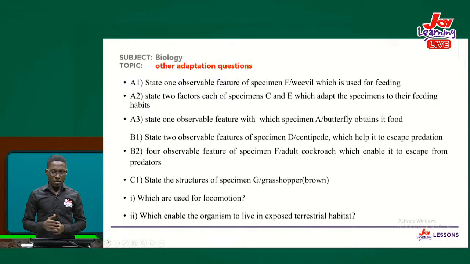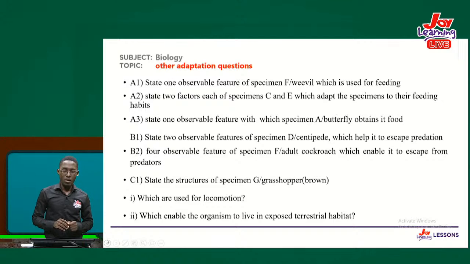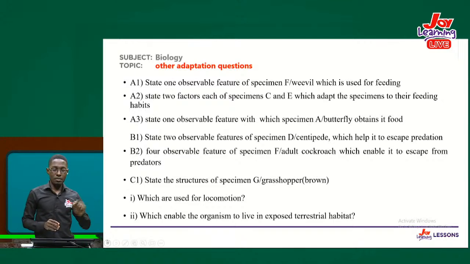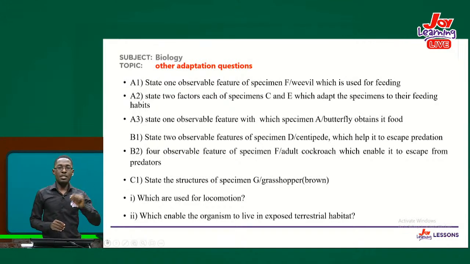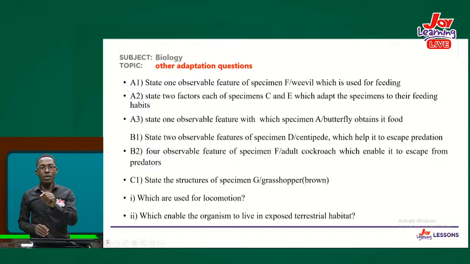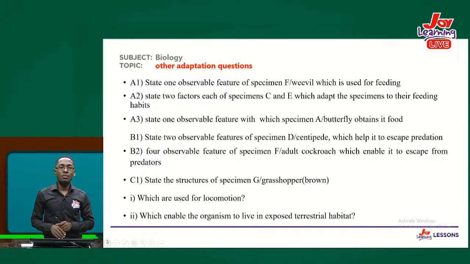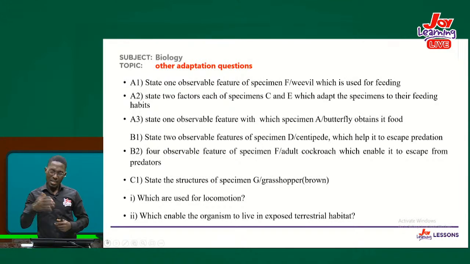State other feature of specimen F, weevil, which is used for feeding. Here, a feature and its function or purpose for a specific thing. So for a specific thing like feeding, what do they have? Rostrum. That specific thing. So what did they use it for? For boring or piercing, boring and chewing. After boring, they will chew. Something like that, something simple.